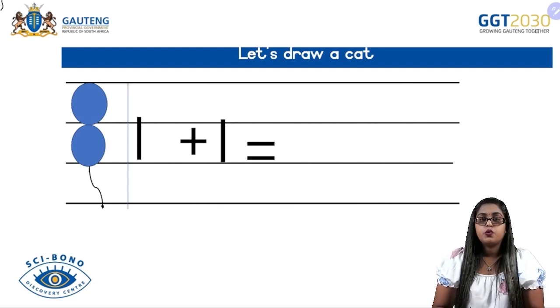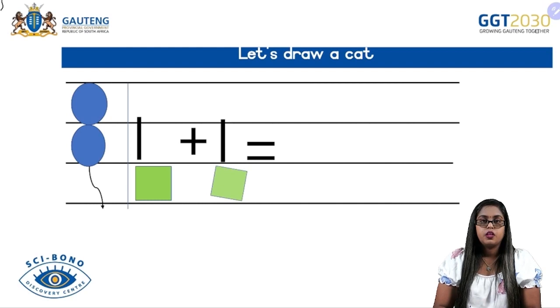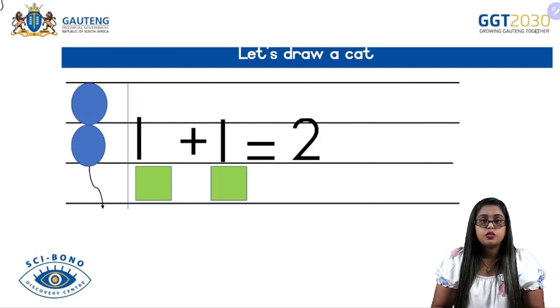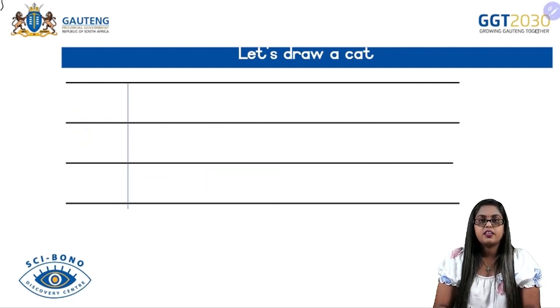Now, if you are still confused, you may draw to help you. So 1 shape, which is a square, plus you can draw another shape. Now that you've drawn your shapes to help you, what do you think is the answer? Count your shapes and check. 1, 2. So 1 plus 1 equals 2. Did you get that correct? Very good. Let's try another sum.